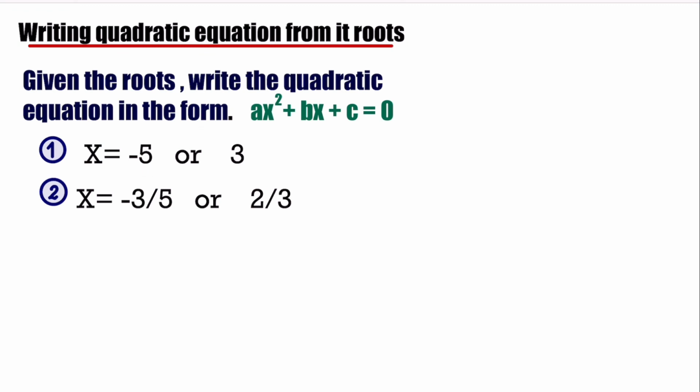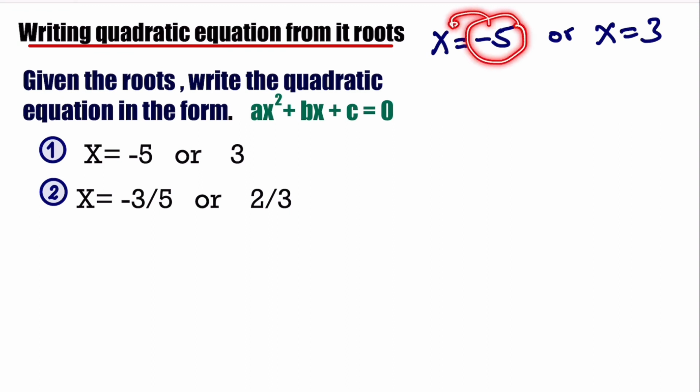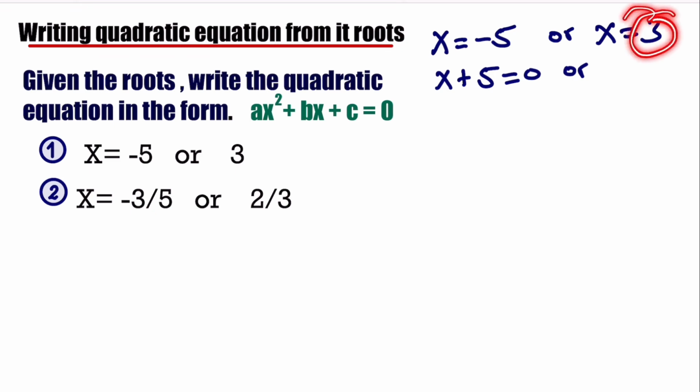So we are going to have x equals minus 5 or x equals 3. So this is a minus. When it comes in here, it becomes a plus. So the previous equation was x plus 5 equals 0. Or, in this case, this is a plus. When it crosses, it becomes minus. x minus 3 equals 0.